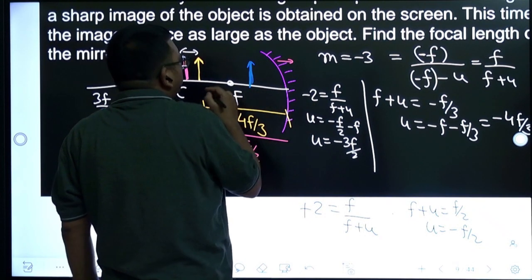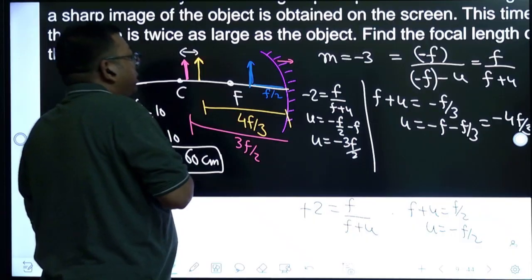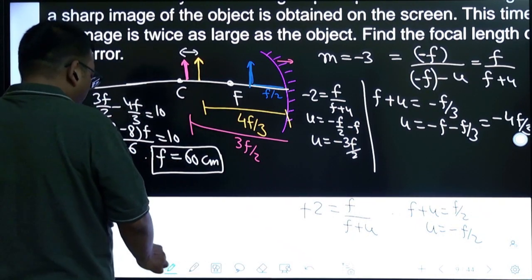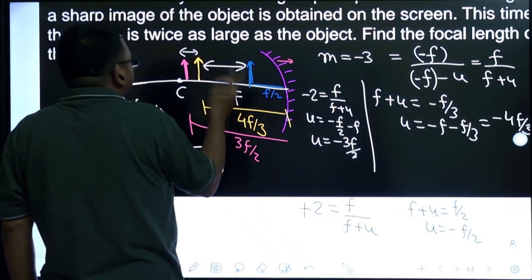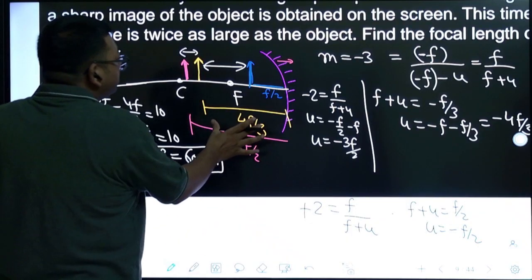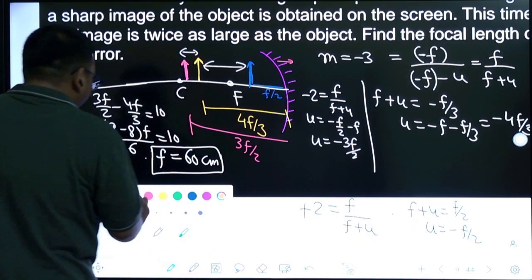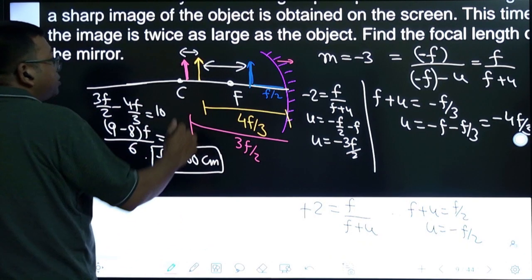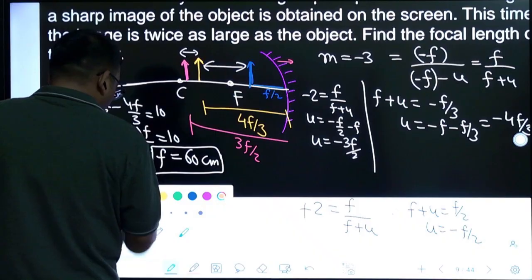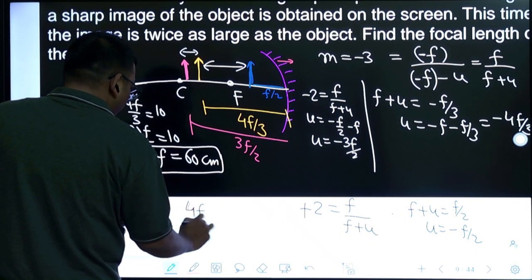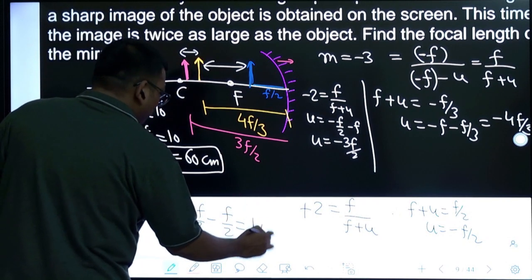That means now you have moved closer. So this distance has become f by 2, right? So now tell me what will be this separation. This we calculate. Previously this is 4f by 3. Now it is f by 2. So subtract that. That separation, 4f by 3 minus f by 2, will be 10 centimeter.